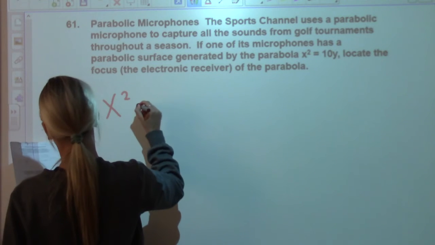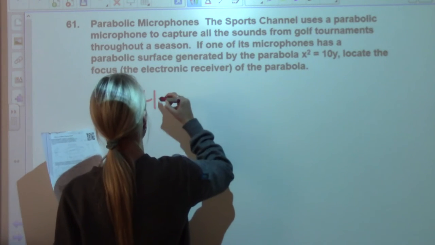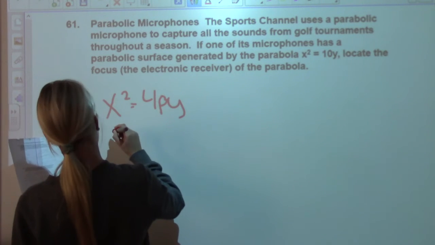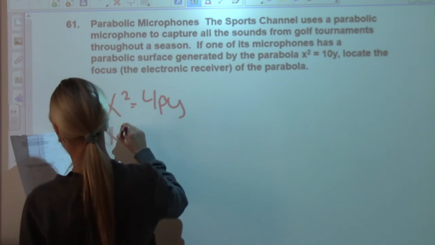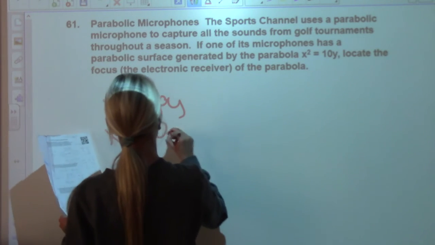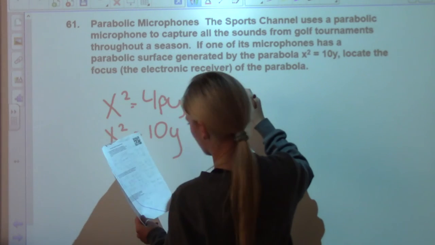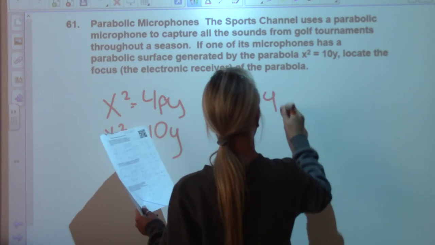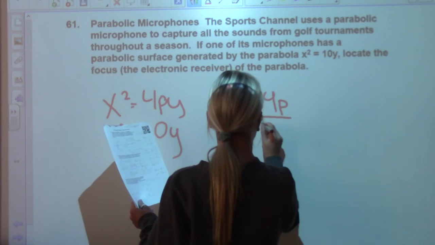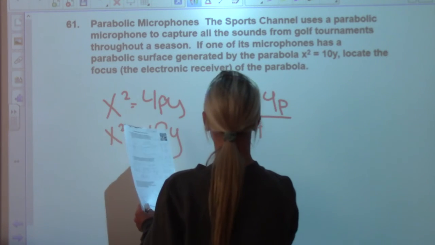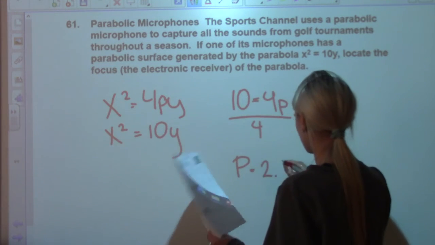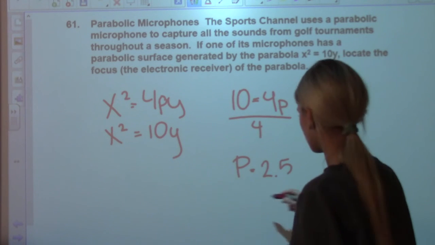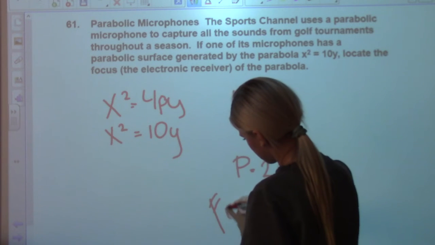I'm just going to go ahead and write out the equations because that helps me. We have x squared equals 10y, because it's x squared equals 4py. So 10 equals 4p, and then you divide by 4. So p equals 2.5. That's the focus. Can I write focus? Yeah.